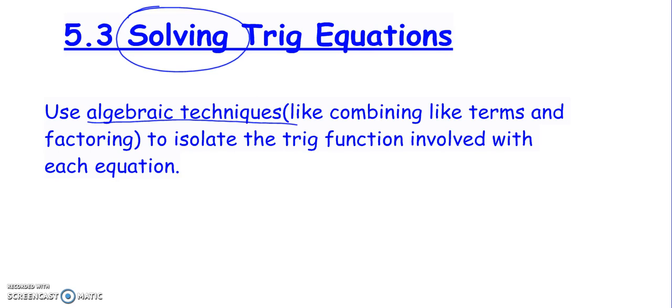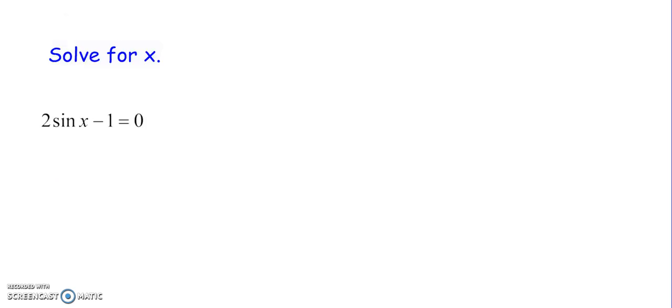Those ideas of combining like terms, factoring, trying to isolate the trig function on one side of the variable. Just like when you solved for x, you always tried to get x alone on one side. Well, we're going to try to get a trig function alone on one side, and if we do it correctly, we will be able to solve for x.